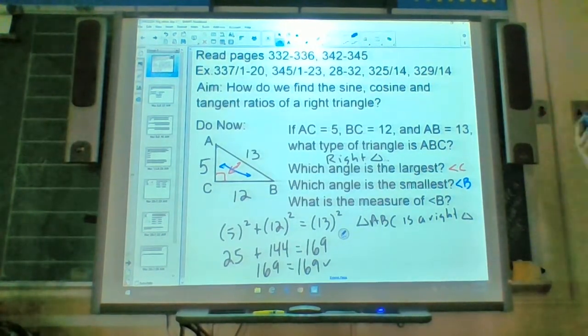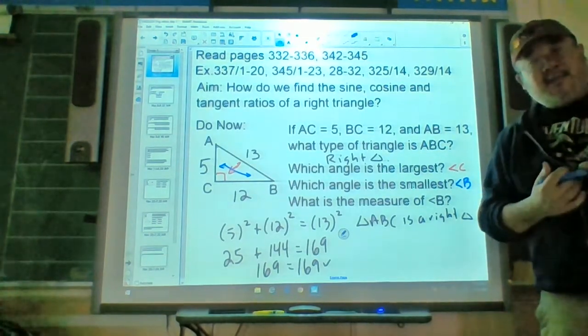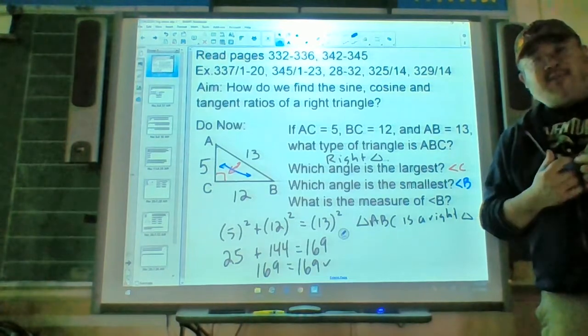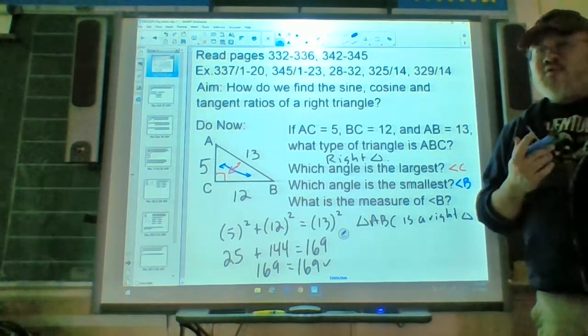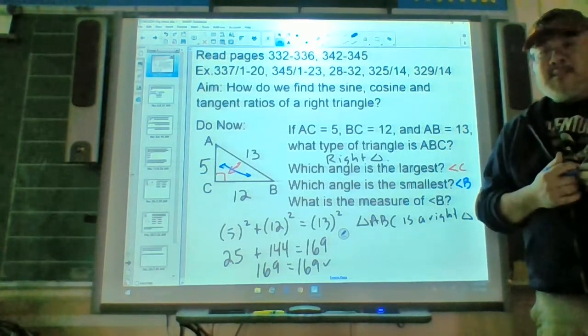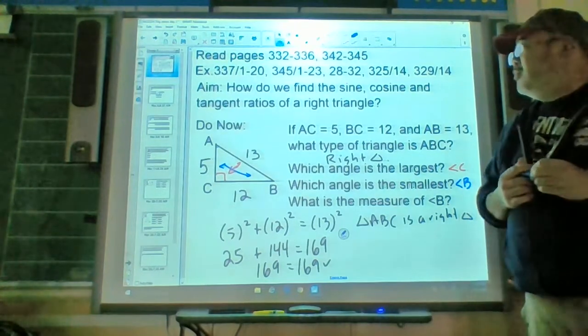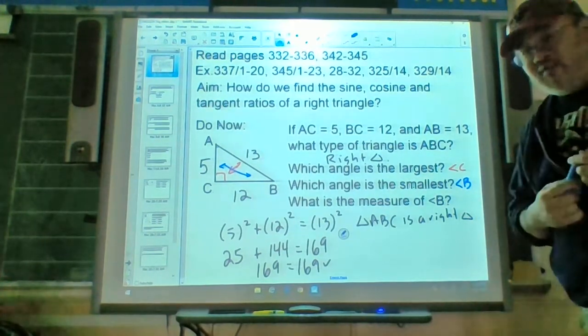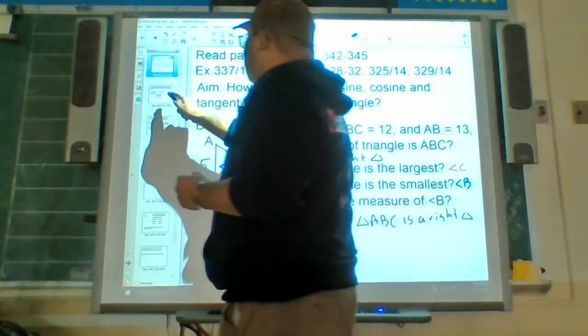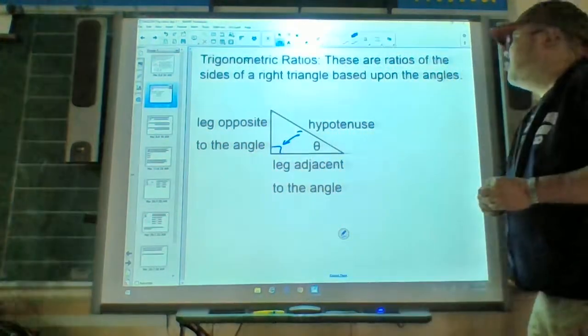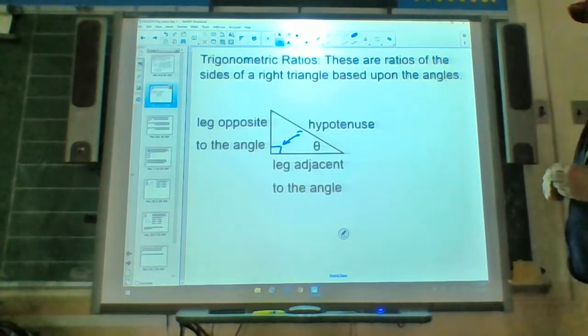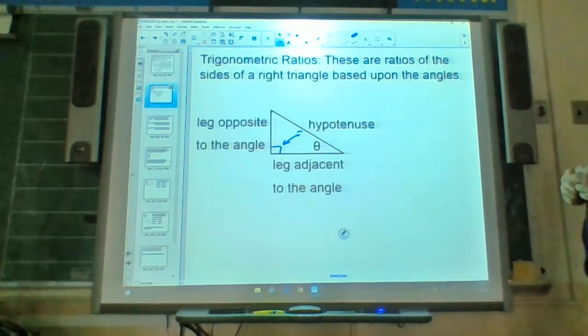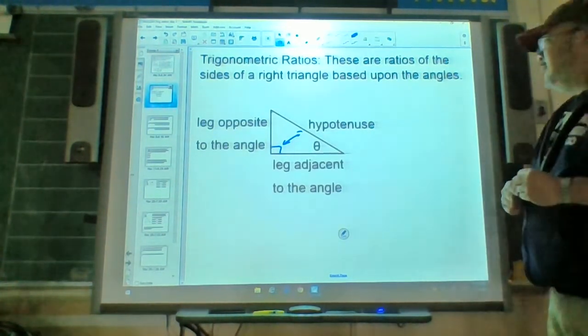Now, what is the measure of angle B? That we have to figure out. And we're going to be using, in this case, different ratios of the sides of a triangle. We call them trigonometric ratios. So let's now take a look at them. But first, let's just talk about the different parts of our right triangle. Trigonometric ratios are the ratios of the sides of a right triangle based upon the angles.